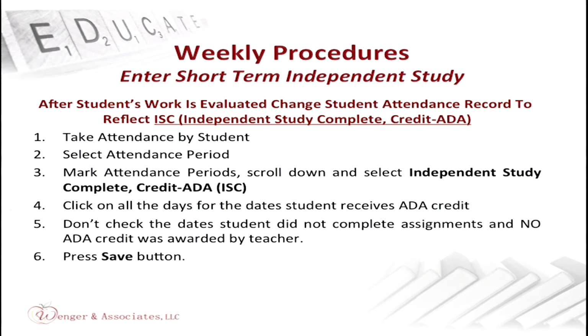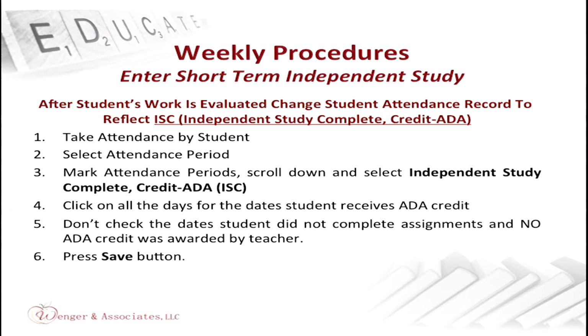Out of that 10 days, 8 days was ISC, Independent Study Complete, ADA, and 2 of those days were Independent Study Not Complete. So what you would be doing is going in and marking those students for the days awarded. If it says 8 days, choose 8 days and mark Independent Study Complete, and then the other 2 days, you switch them from ISP to ISI, Independent Study Incomplete. But if you got 100%, 10 out of 10, all the days would be Independent Study Complete.